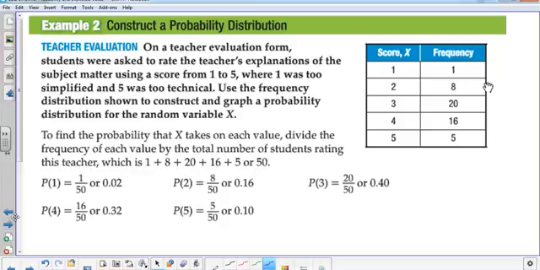This is an example. A teacher evaluation form was given. They asked if the teacher's explanation of the subject was too simple or too technical or somewhere in between. So they were given a score from 1 to 5 by the students. Okay, use the frequency distribution shown. Okay, how many people actually took this survey? Not 5.